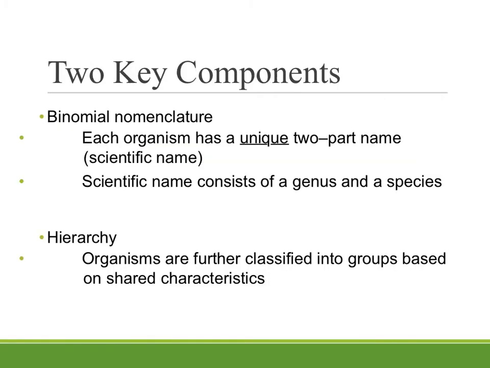There are two key components to taxonomy. First, there is a binomial nomenclature. That means binomial, two parts, and nomenclature is the name. So each organism is given a unique two-part name that we also call the scientific name. The scientific name consists of a genus and a species.